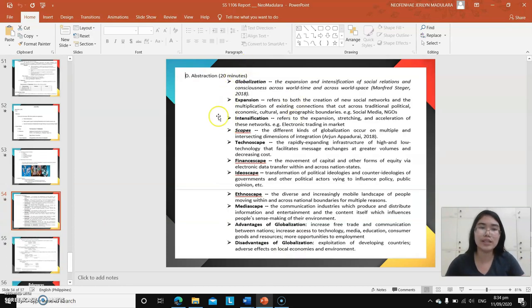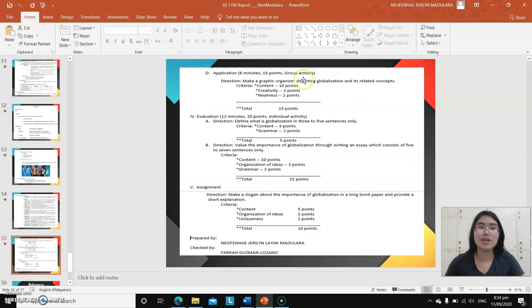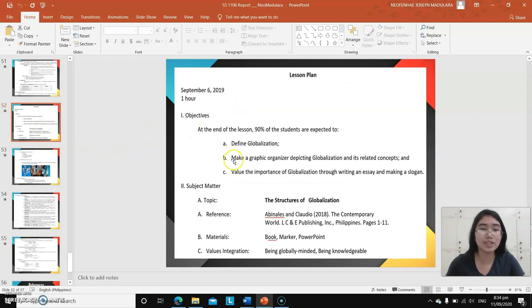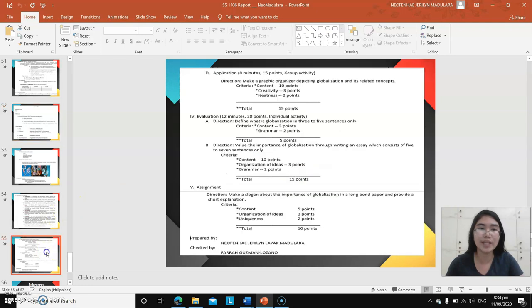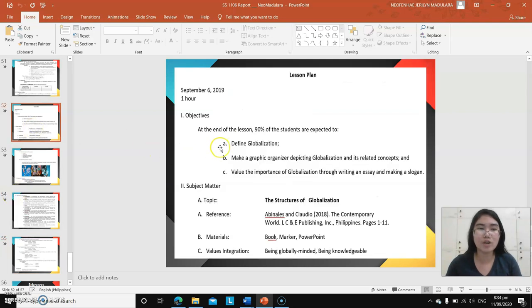So abstraction intended for only 20 minutes. So let's have here the application, 8 minutes, group activity worth 15 points. Make a graphic organizer depicting globalization and its related concepts. Criteria: content, creativity, neatness. So, second lesson objective, rather, make a graphic organizer. It's being reflected in the lesson plan, which is obtained. Check. How about the number 1 objective, define globalization.